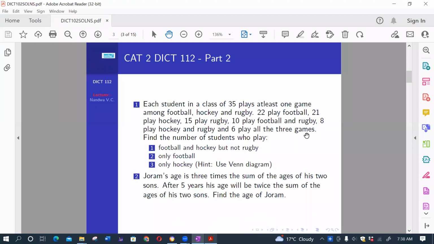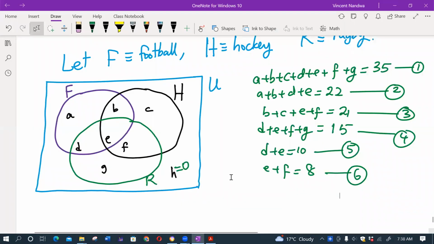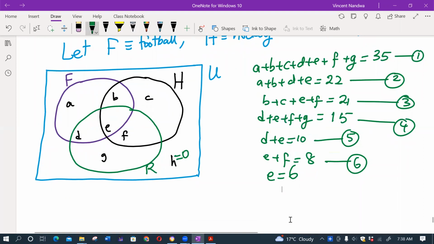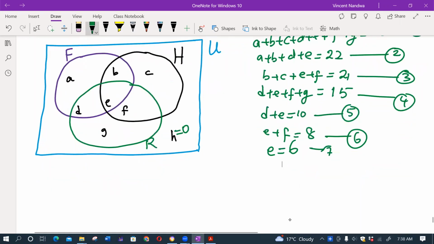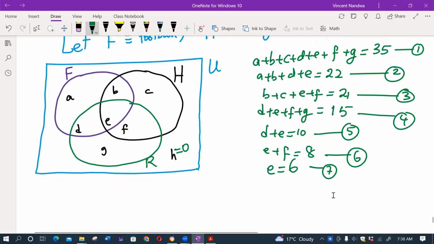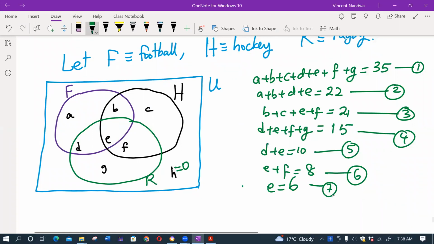Another information, 6 play all the 3 games. So all the 3 games should be where the 3 circles meet at E. So E is 6. Now we call this one 7. So we work from bottom up. We start solving the unknowns from the bottom equation to the top equation.